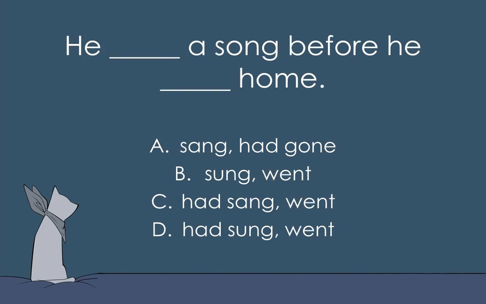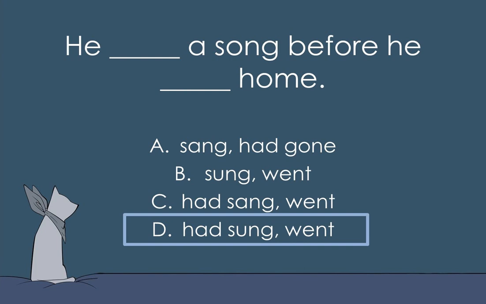9. He blanked a song before he blanked home. We all know that in the sentence, the first blank should have the past perfect tense. Therefore, letters A and B cannot be the correct answer because the first verbs in these choices are not in past perfect tense. Letter C cannot be the answer as well because the verb "had sang" is not in the correct form of the past perfect tense. Therefore, letter D is the correct answer.